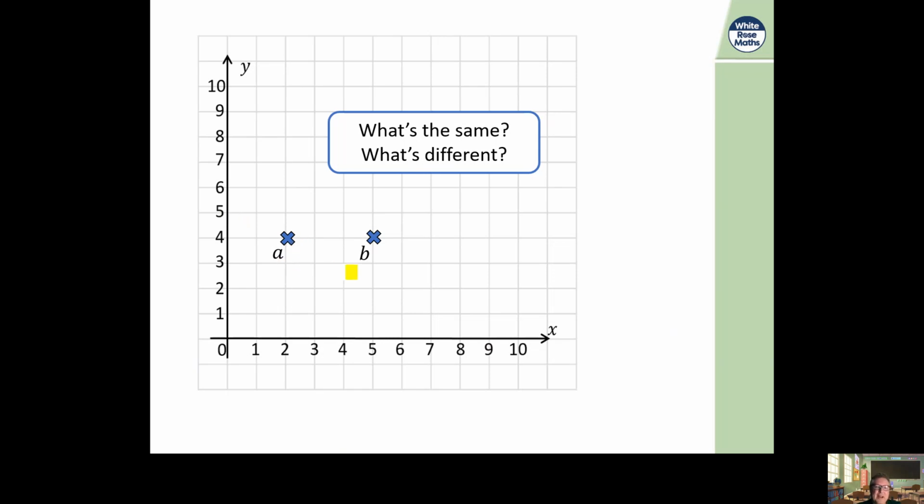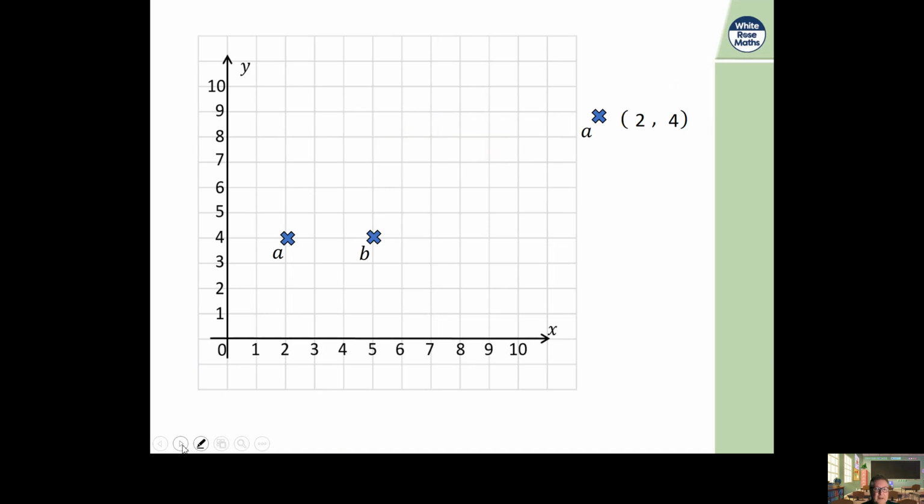Well, if you do the coordinates for A and the coordinates for B, hopefully it'll stand out to you and you'll be able to see visually. So pause the video and have a think. So A is 2, 4. 2 on the x, 4 on the y.